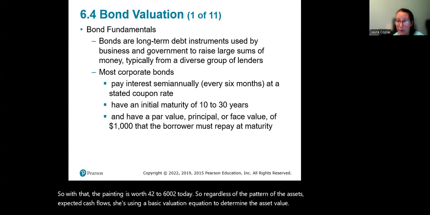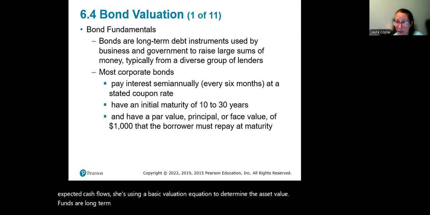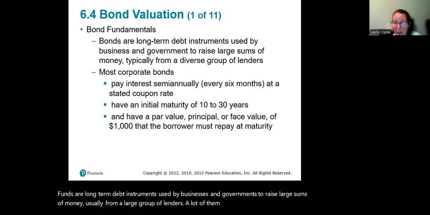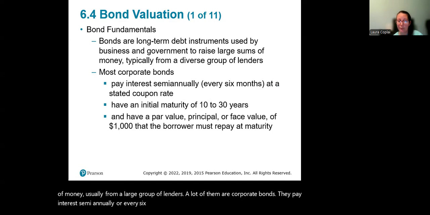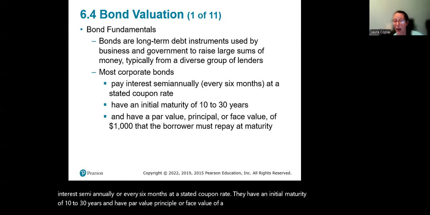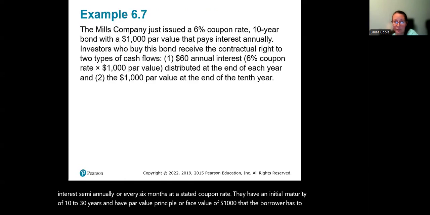Bonds are long-term debt instruments used by businesses and governments to raise large sums of money, usually from a large group of lenders. A lot of them are corporate bonds. They pay interest semi-annually, or every 6 months, at a stated coupon rate. They have an initial maturity of 10 to 30 years and have a par value, principal, or face value of $1,000 that the borrower has to repay at maturity.